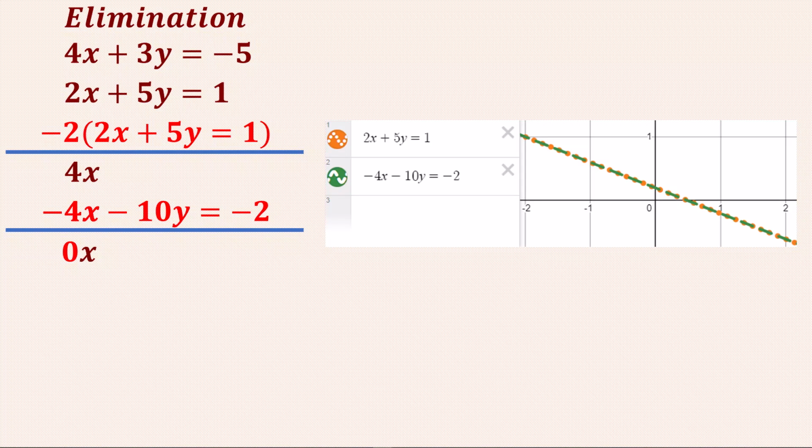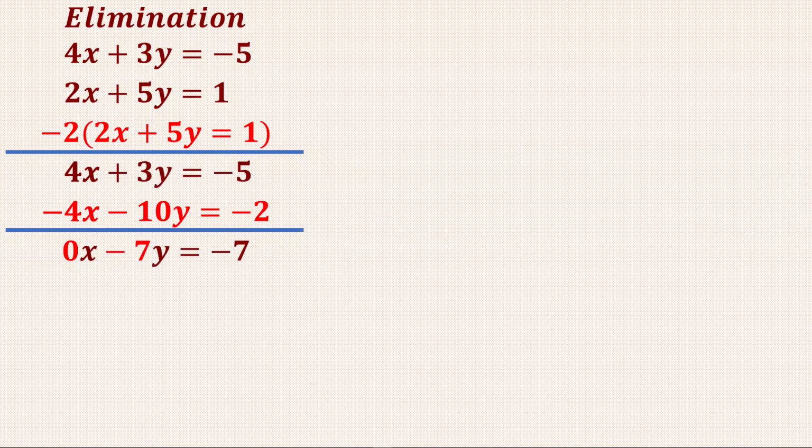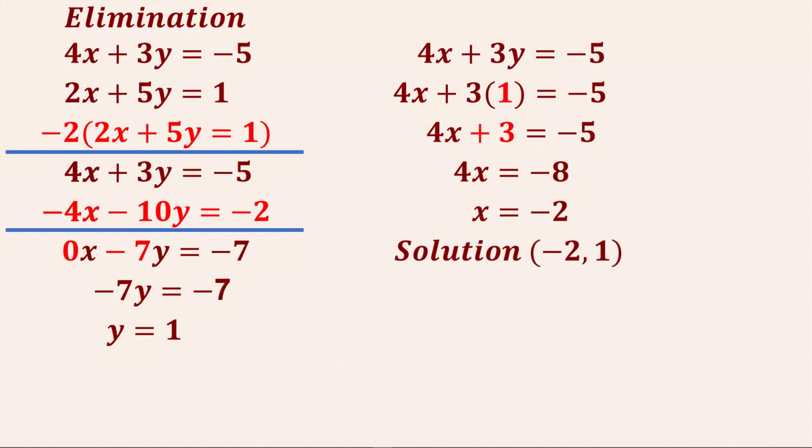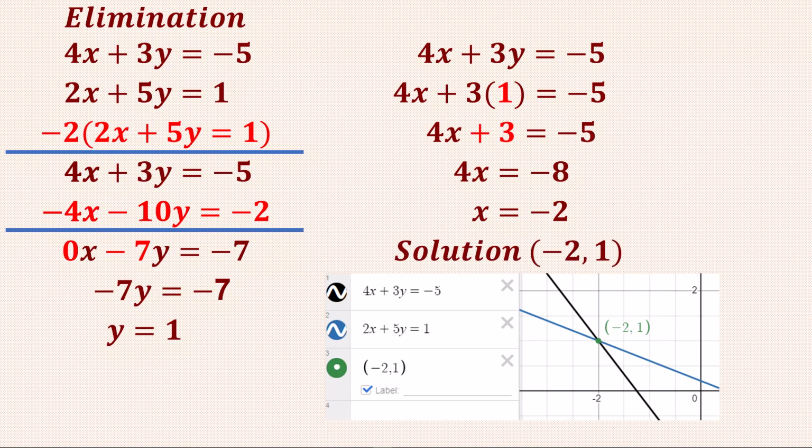Once this transformation takes place, then the equations can be combined, the x terms drop out, we solve for y to get 1, we substitute back into the original equation, and solve for x to get negative 2. And you can see the proof in the graph that the solution point, negative 2, 1, is correct.